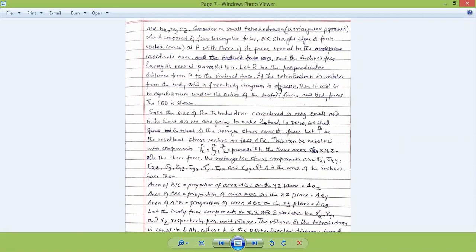Now, if the tetrahedron is isolated from the body and a free body diagram is drawn, it will be in equilibrium under the action of the surface forces and body forces. That is the free body diagram shown here. We are considering the size of this tetrahedron to be extremely small, and in the limit we make h, the distance of the point P to the face ABC, tend to 0. It's almost 0, but not equal to 0. Those are the mathematical terms we use.